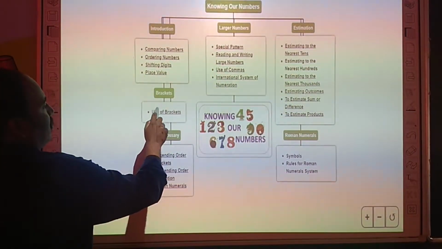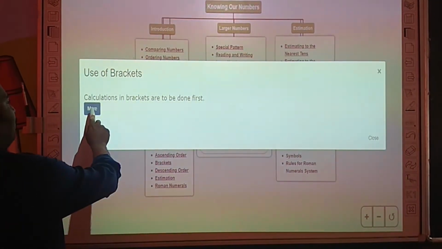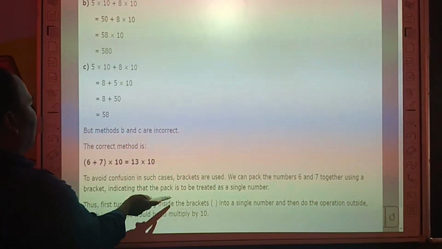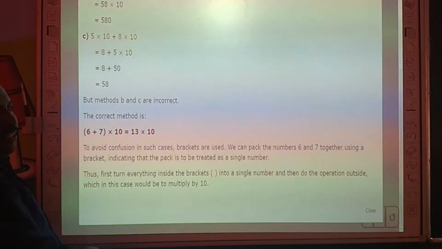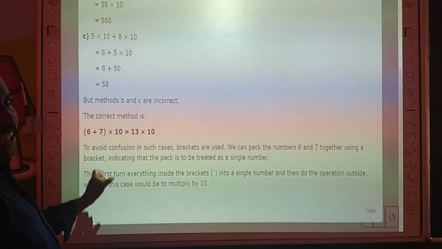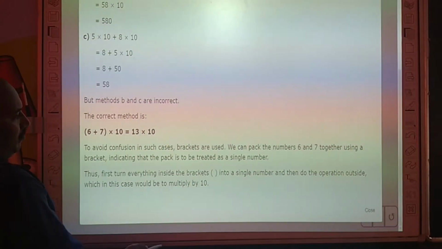Then brackets. Use of brackets. Calculations in brackets are to be done first. Always we first calculate the bracket terms. Listen here, the correct method is (6 plus 7) into 10. First we calculate 6 plus 7 is equal to 13. Then 13 into 10.